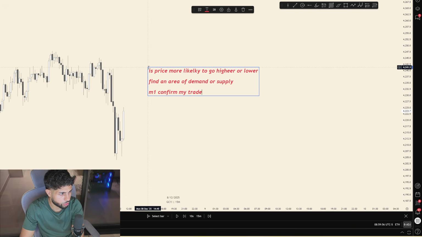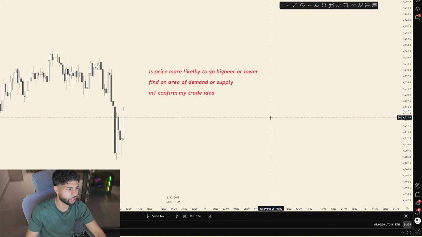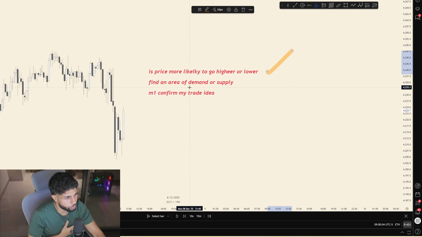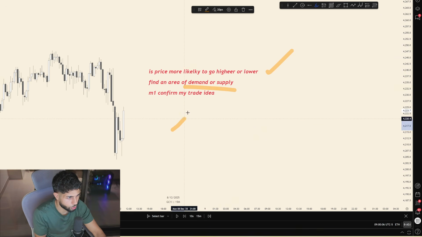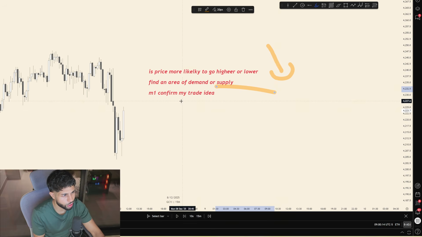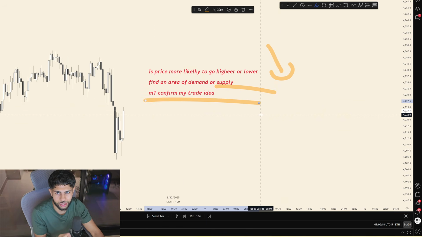my trade idea. Because if, let's say, my first step is price more likely to go higher or lower, and I've determined price wants to go higher, then what am I going to do? I'm going to look for an area of demand, and then I'm going to go to the lower time frame, the M1, and confirm that price wants to bounce from this demand. If I feel like price wants to go lower, what am I going to do? I'm going to look for an area of supply, and then when price comes into there, I'm going to go to the M1 to confirm my trade idea. It is super, super simple.